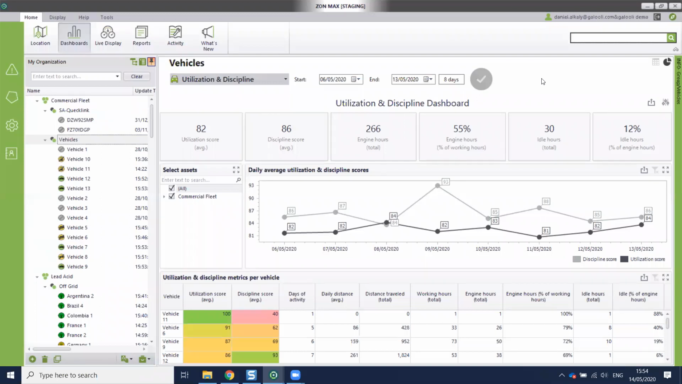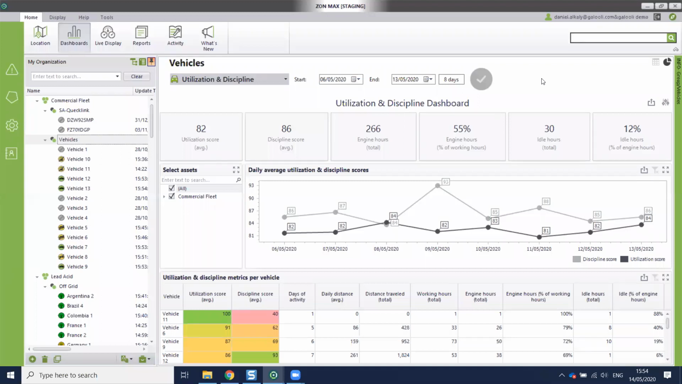So we have 2 scores here. We have a utilization score, which is based on the actual utilization of the vehicle. What does that mean? It means the percentage of engine hours out of the entirety of the working hours, how much time the engine was actually spent running. Basically we check every time the engine is on, the vehicle is on, we begin counting those hours, and once the day ends, we can say, okay, the vehicle was utilized for 40%, 50%, 60%.